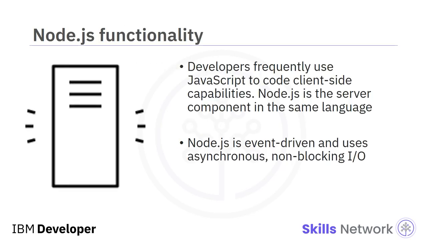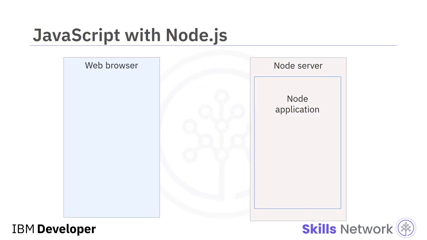Developers often use JavaScript for client-side functionality. Node.js is the server component in the same language. Node.js is event-driven and uses asynchronous non-blocking I/O. With server-side JavaScript, Node applications process and route web service requests from the client.